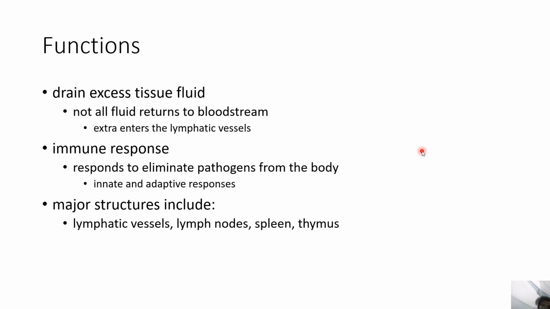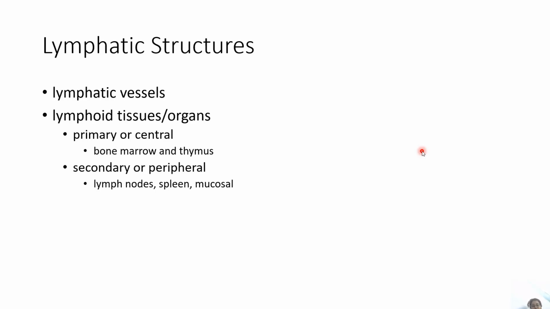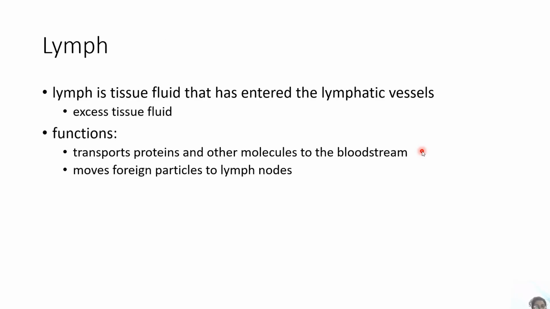Now we have talked about the lymphatic system. It drains excessive tissue fluid, and not all fluid returns to the bloodstream. The extra enters the lymphatic vessels. All of that we knew. Lymphatic vessels, lymphatic tissues, organs, primary or central, all of these we know. Now, lymph is tissue fluid that has entered the lymphatic vessels, excess tissue fluid, right? So the function is to transport proteins and other molecules to the bloodstream and move foreign particles to lymph nodes.